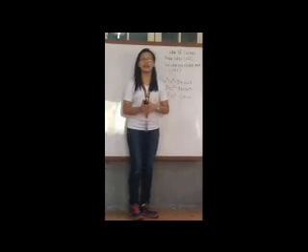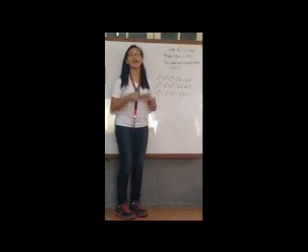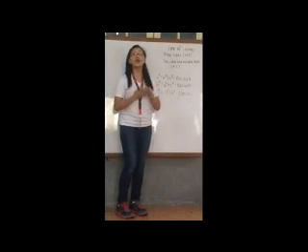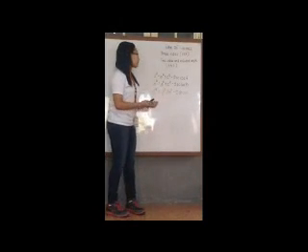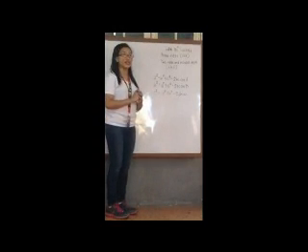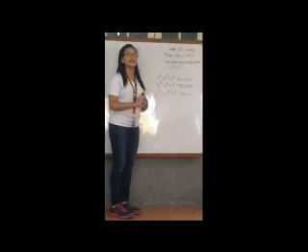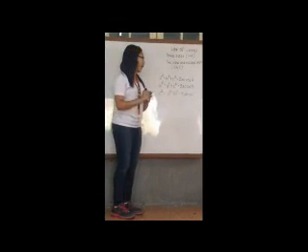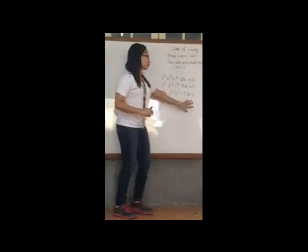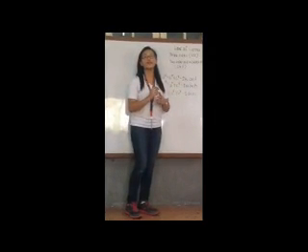For the law of cosine, we must consider two different equations. We have three sides, or SSS, and two sides and an included angle, or SAS. So the formula in solving the law of cosine is a squared is equal to b squared plus c squared minus 2bc cosine A. b squared is equal to a squared plus c squared minus 2ac cosine B. And c squared is equal to a squared plus b squared minus 2ab cosine C.